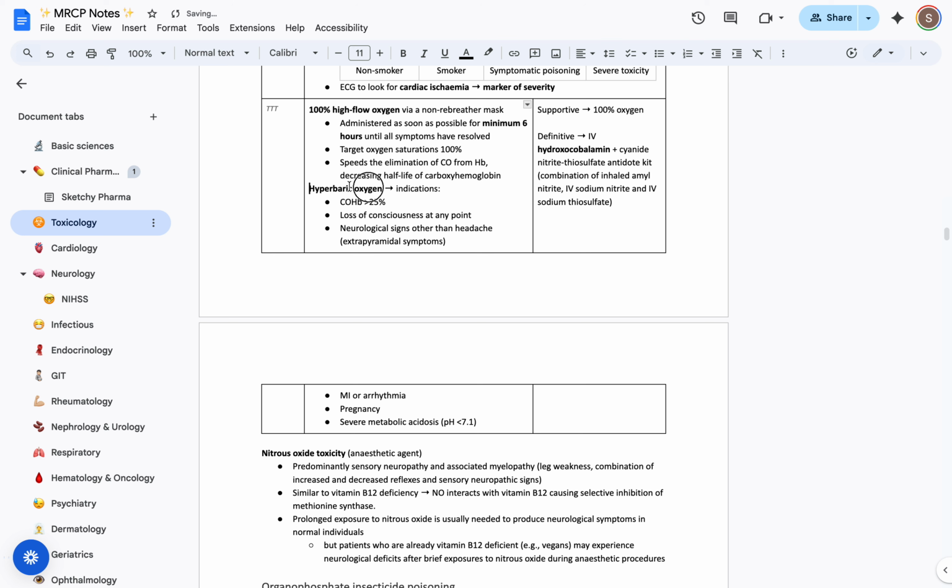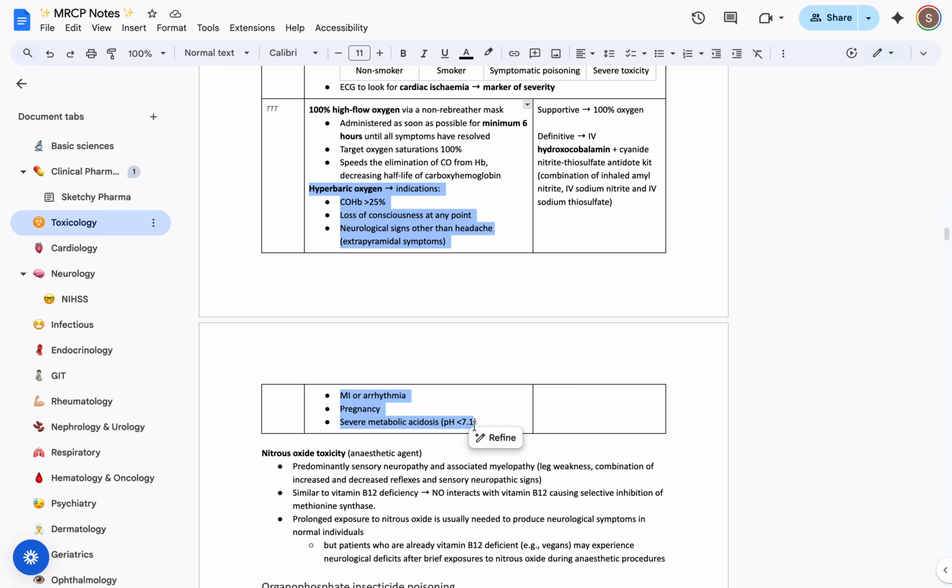There are other indications of hyperbaric oxygen. Let's finish them. So, carboxyhemoglobin more than 25% or severe toxicity, loss of consciousness at any point, neurological signs other than headache, because headache is the most common sign and it's not a sign of severity. MI or arrhythmia, this is why we do the ECG. And then pregnancy, if the patient is pregnant, you immediately do a hyperbaric oxygen. And then if there is severe metabolic acidosis.